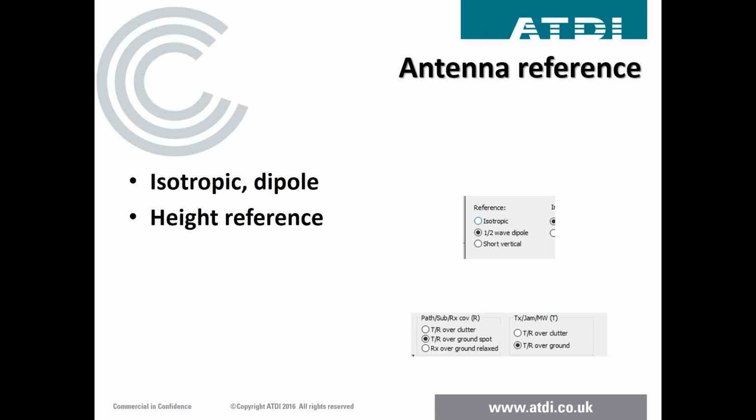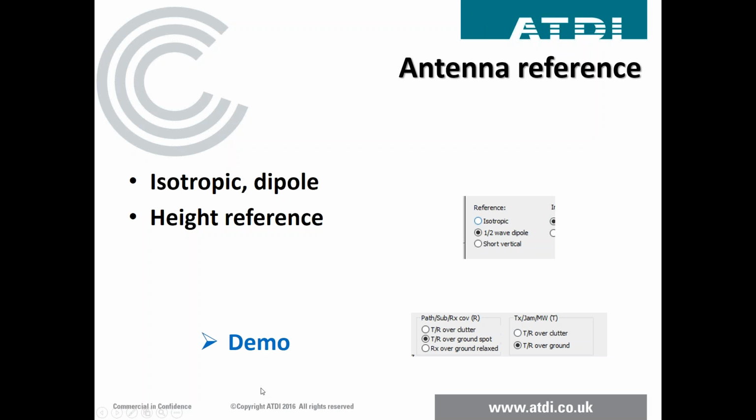Okay, in terms of antenna reference, there are a couple of different options here that I'm going to mention: isotropic and dipole, which are quite commonly used, and I'll also talk about height reference. So what is your antenna reference to in terms of height: is it ground, is it something else?